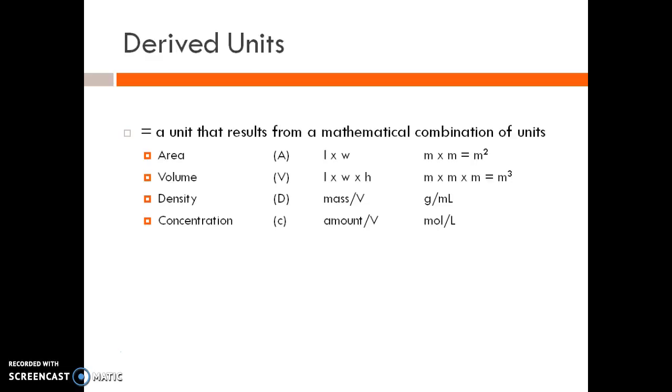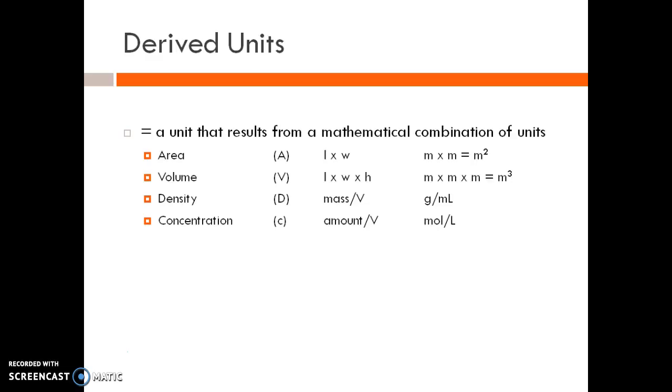Same is true with volume. We measure length times width times height in meters. And when we multiply those three measurements together, we get the derived unit of meters cubed. Two important ones that we use are density and concentration when we're talking about chemistry.